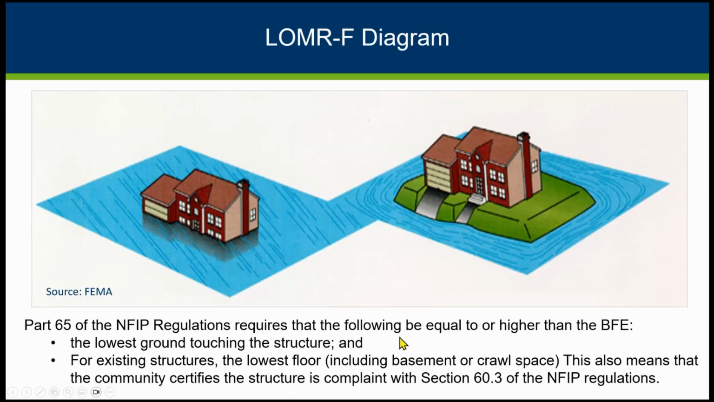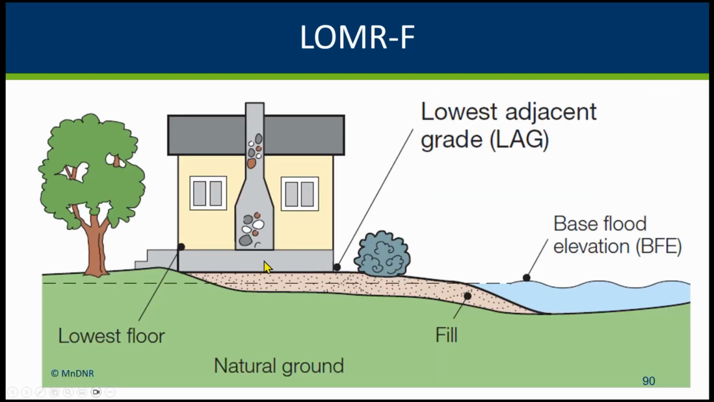And I see I'm at the end of the hour, so I'll just quickly mention LOMR-Fs. That's when the map was correct. It's a low area, but they built on fill. They met your ordinance where the lowest floor is at the regulatory flood protection elevation, so it's high. Their lowest adjacent grade is above the base flood elevation. They can get this letter of map revision based on fill. The difference when you apply is that there's a fee of $425 for FEMA to review it, whereas a LOMA is a free process for the review.